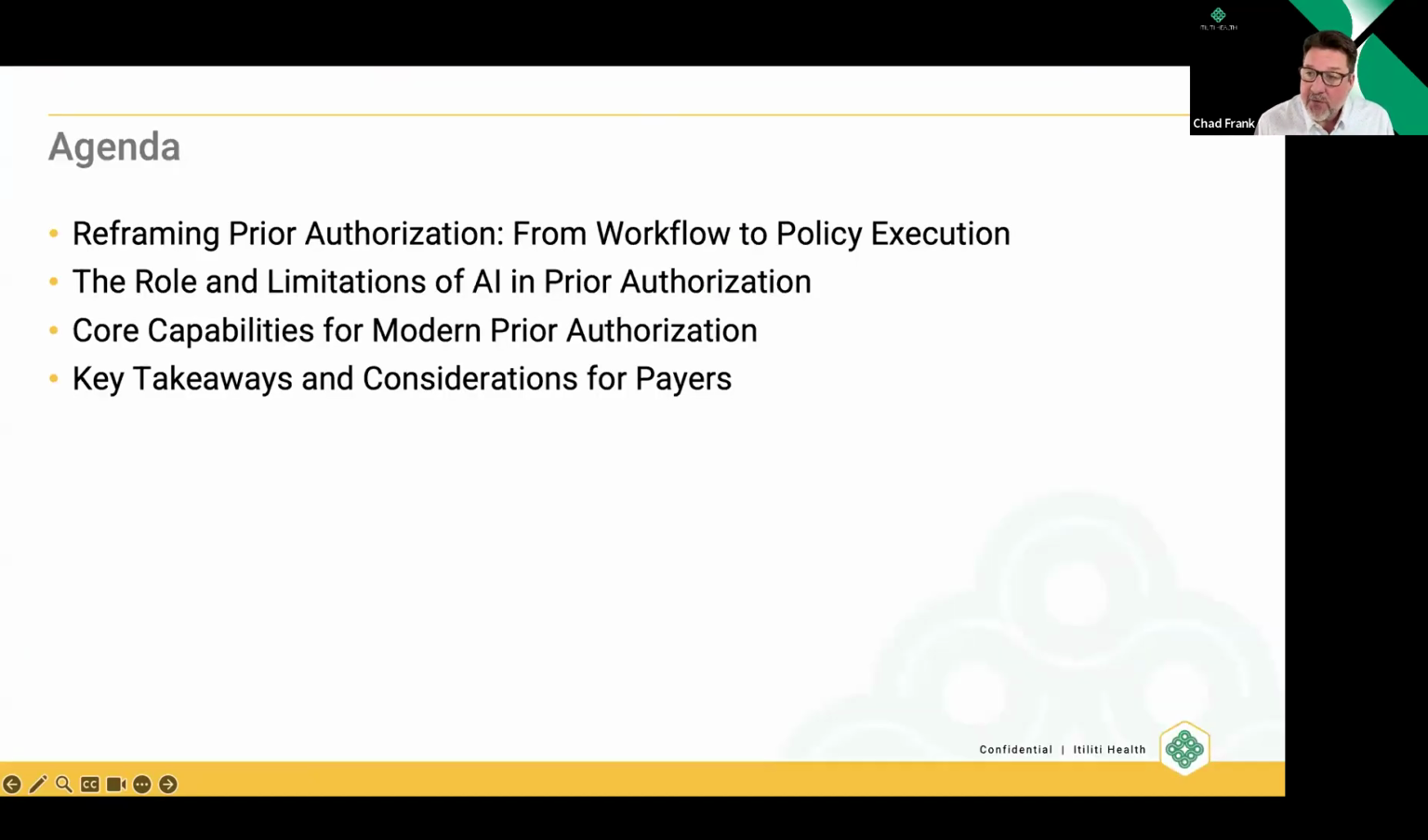So the agenda covers four primary areas. We're going to start off today talking about prior authorization, but reframing the topic a little bit. One thing we see often is that people look at prior authorization from a workflow perspective, and we're going to talk about whether it is a workflow or a policy execution challenge. We'll look at the role and limitations of AI in prior authorization. Then, now that we've established the baseline for prior authorization, we'll move into where AI has a role. We'll get even deeper into the core capabilities to make you successful modernizing your prior authorization. And at the very end, we'll do some summarization and provide a few key takeaways for you as payers and some additional considerations.